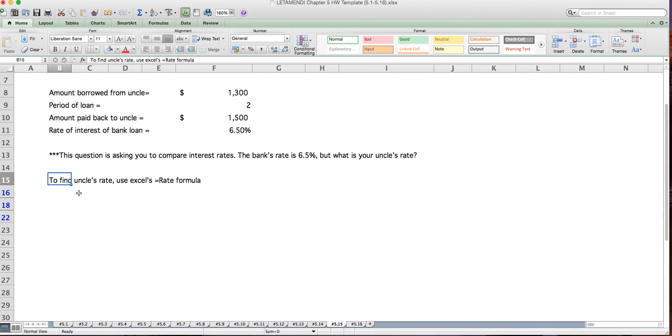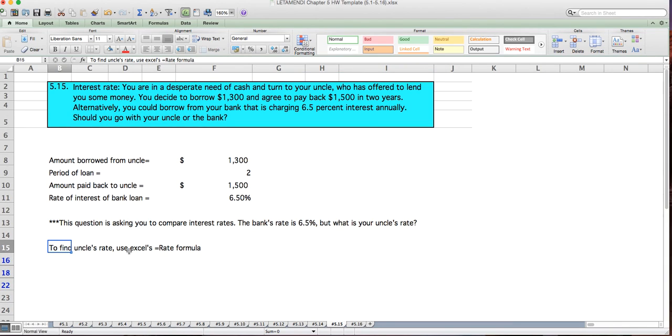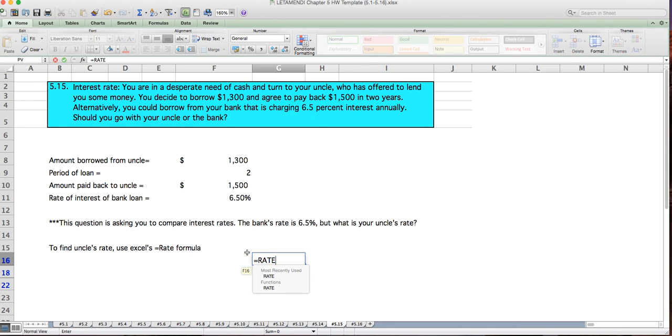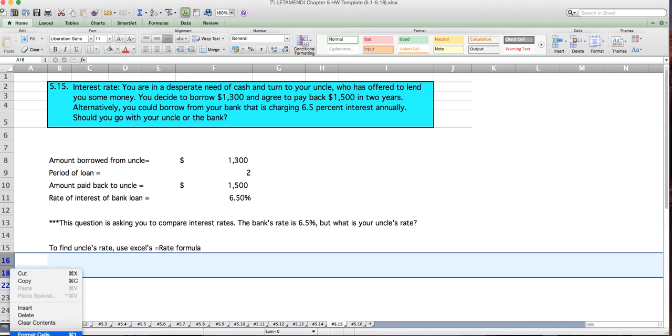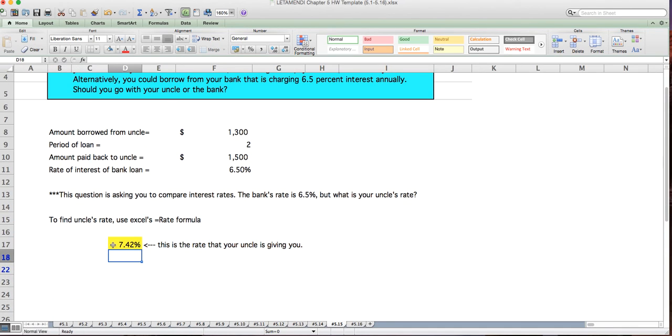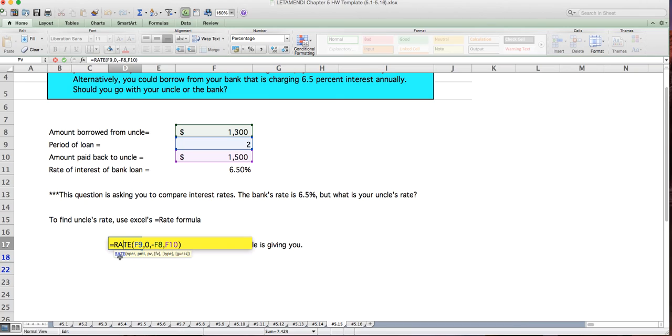To find your uncle's rate, Excel has a formula called equals rate. It's similar to PV and FV, what we were doing before, but you go equals rate, and when you open parentheses, it starts to ask you for its conditions. Unhide. All right. So in order to solve for this, we do equals rate, open parentheses, and then the number of periods. So we click on 2, comma, then it asks for payment, which is 0. Don't get this confused with the payment that you owe the person who will let you borrow the money. It's going to be 0, comma.